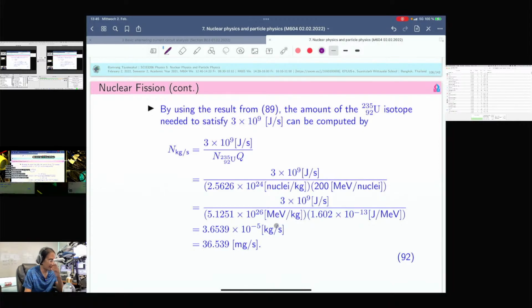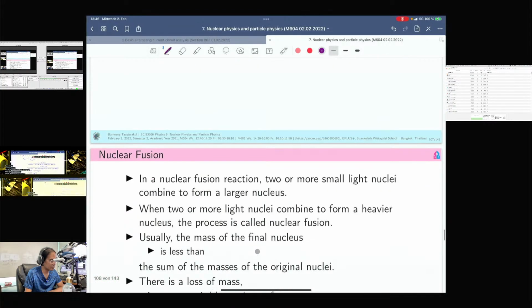But 10 to negative 5 is hard for us to understand, right? We're going to convert the kilogram a little bit. Kilogram means 10 raised to 3, right? 1,000, and this 10 raised to 3, and this is 10 raised to negative 5. It's going to remain 10 to negative 2, right? And we move the decimal point to be here, so that it's going to be 10 to negative 3, which is milligram. So finally, it turns out to be 36.539 milligrams per second. All right, and that's the answer to this.